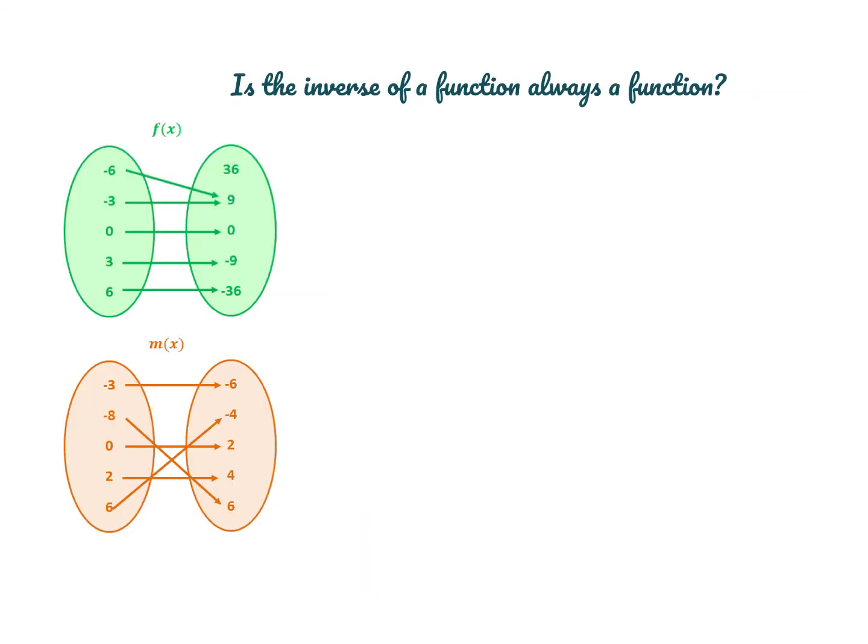So now I want to talk about a really common question I get. Is the inverse of a function always a function? So to answer that, let's look at two different types of functions. These are both functions. Let's actually look at m of x first. This input has one output, and so on and so forth. And you'll notice that all of the y values are also unique to the x values.